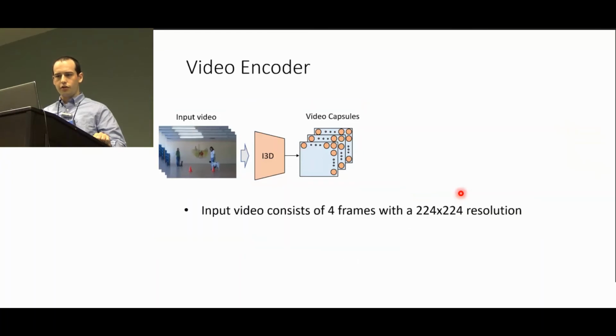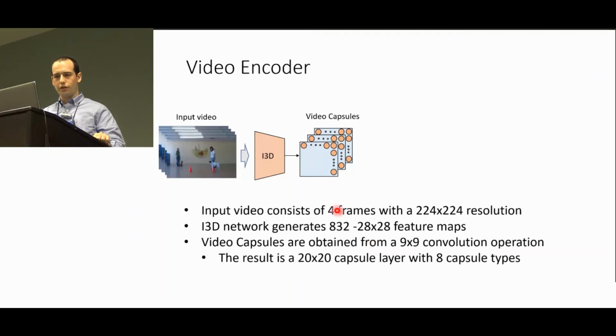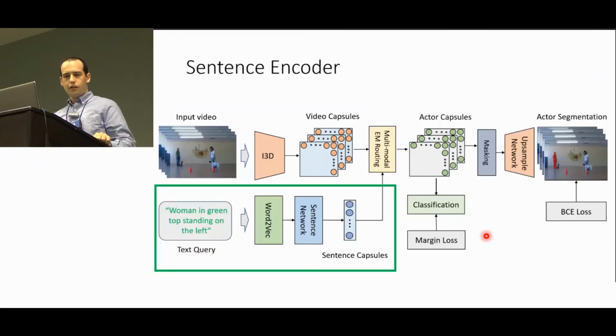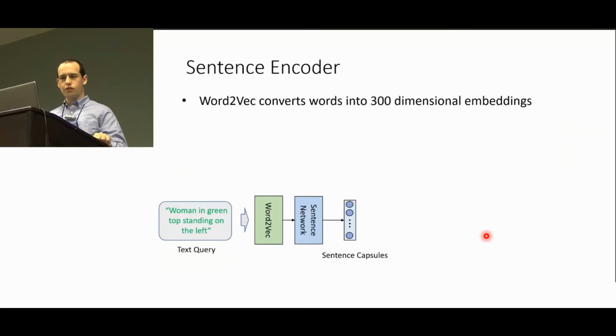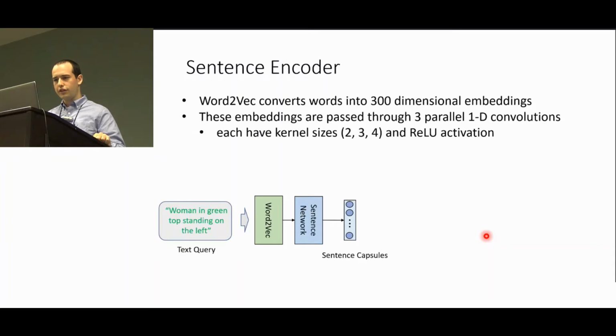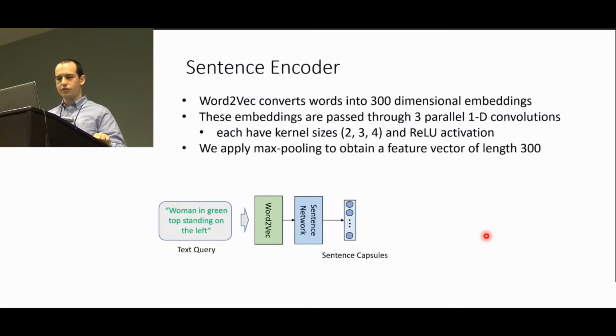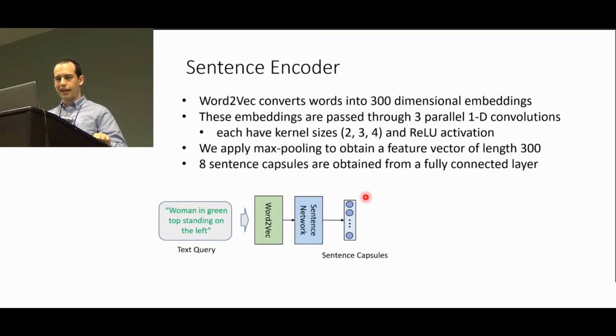First, the video encoder. So the input is 4 frames of 224 by 224 resolution. It's passed through an I3D network to get some feature maps, and then these feature maps are transformed into a 20 by 20 grid of capsules with 8 capsule types. The textual query is passed through an encoder. So first, the words are changed into 300-dimensional embeddings using word2vec. Then 1D convolutions are passed over those embeddings to obtain a single feature vector after max pooling, and then a fully connected layer is applied to get 8 sentence capsules.